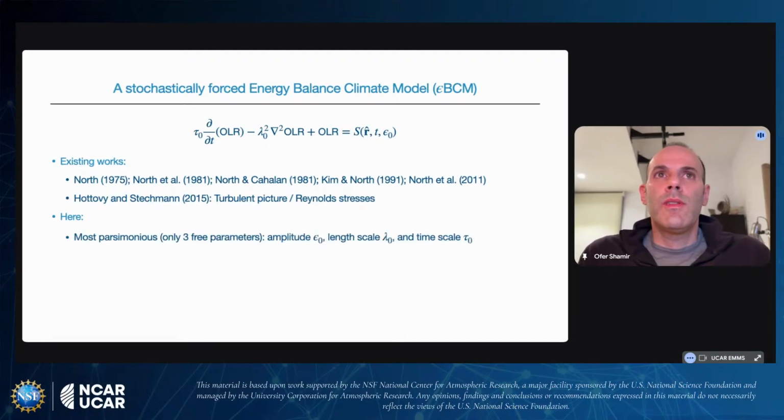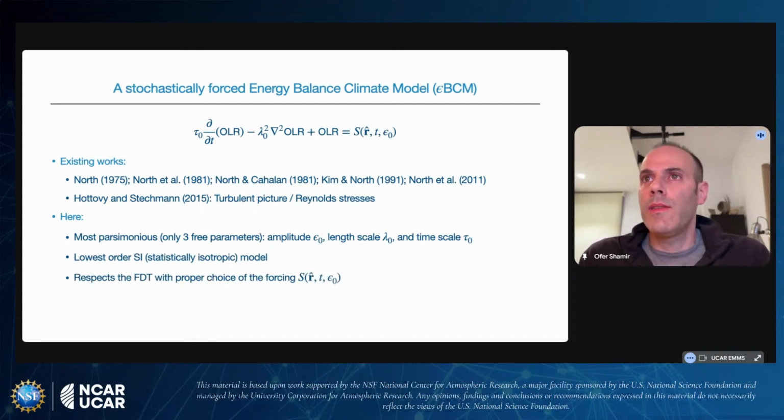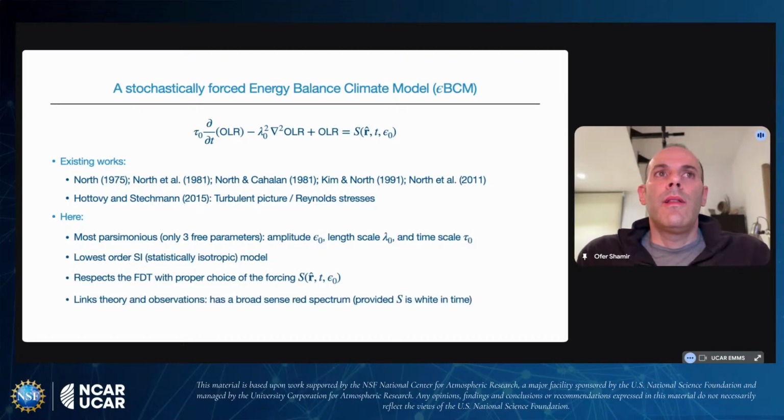In particular, it's the most parsimonious model, having only three free parameters. As I said, a time scale, a length scale, and an amplitude, which is the bare minimum you need to describe spatiotemporal fluctuations. It's also the lowest order statistically isotropic model. And with proper choice of the forcing, it respects the fluctuation dissipation principle. And it links theory and observations in the sense that well-established results in climate modeling show that if the forcing in this model is white in time and statistically isotropic in space, the response has a broad sense red background spectrum, in the sense that it is a first order process in time and a second order process in space. And that's what we want, a background that is red in both time and space.